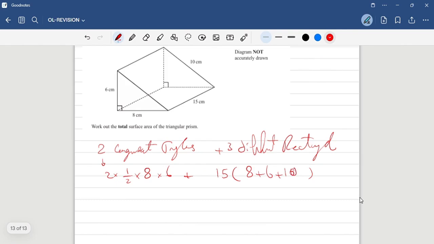You understand what's happening here, right? So as long as for this part it will be 48 plus this part it will be 24, of course. So 24 multiplied by 15, and this is all plus 48 equals 408, and of course it will be centimeter square.